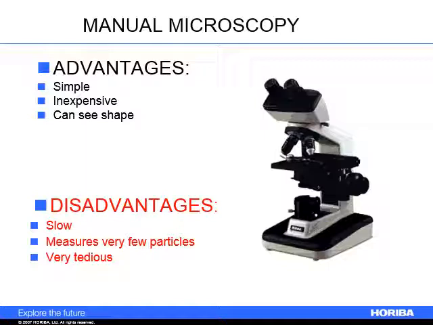That shape information can be very useful to you if you need to know if your particle is a rod, or is it a sphere, or is it elongated in a certain direction? Does it look like a clay? Is it flat? Is there a shape factor to it? These are things you can see in a microscope that you can't always interpret directly from other particle size measurements.